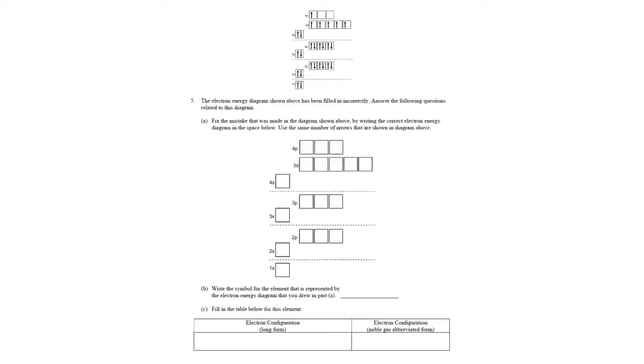Now let's take a look at question 5. In question 5, it says the electron energy diagram shown above has been filled in incorrectly. Answer the following questions related to this diagram. Part A. Fix the mistake that was made in the diagram shown above by writing the correct electron energy diagram in the space below. Use the same number of arrows that are shown in the diagram above.